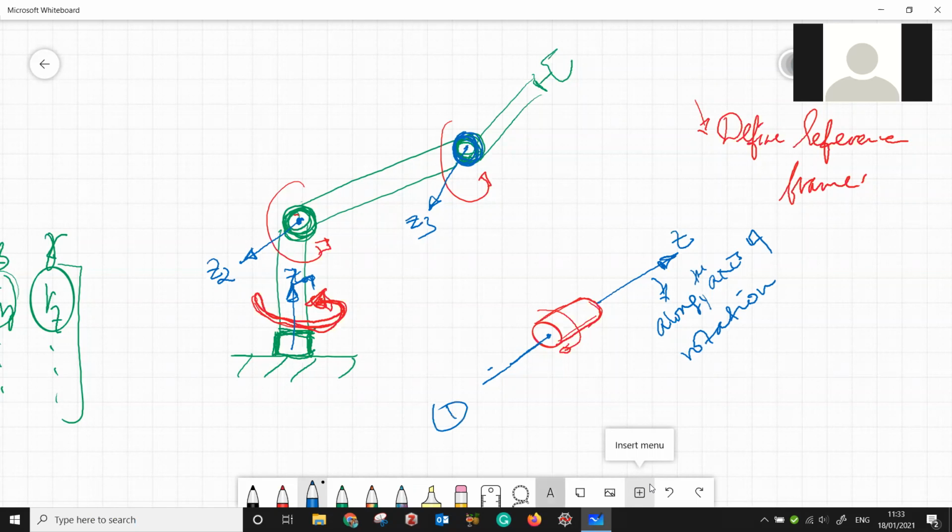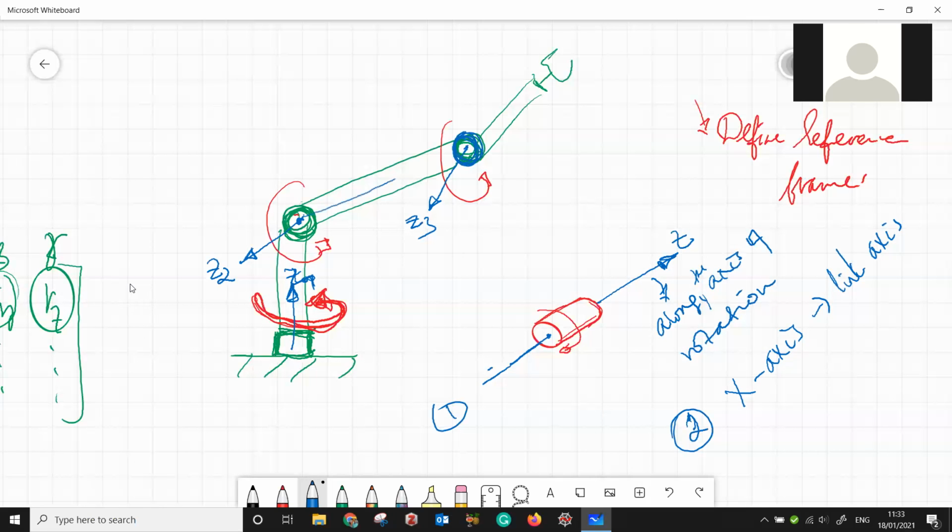What about rule 2? Rule 2 says assign the x-axis along the link axis. This is the second step. What is the link axis? Link axis means, for example, for Z2, the link that is going to be rotated about Z2 is this axis.